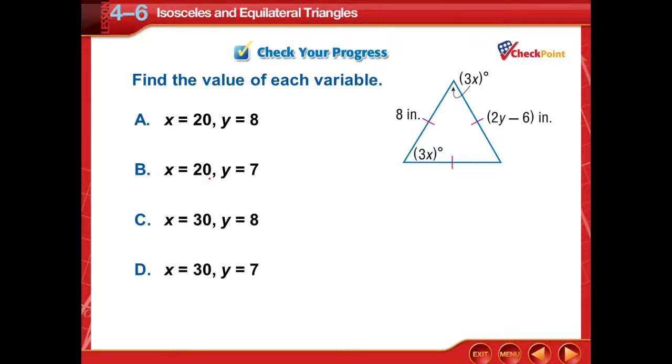Here's another example. B is my correct answer. Since all the segments are the same, I know this is an equilateral triangle, which means I know that all the angles are congruent. Therefore, I know that 3x is equal to 60 degrees, which means that x is equal to 20, and 8 is equal to 2y minus 6. And when I solve that, I get y is equal to 7.